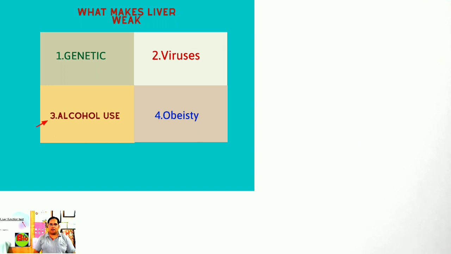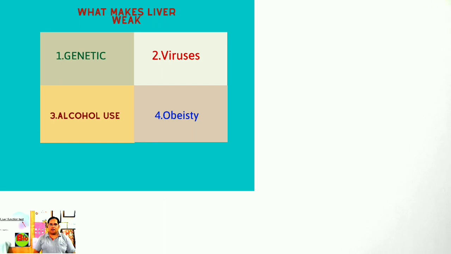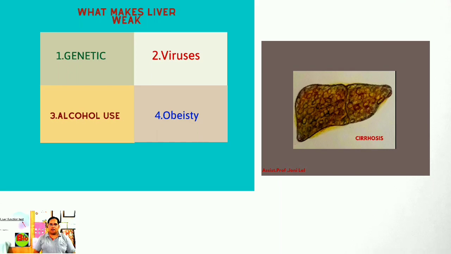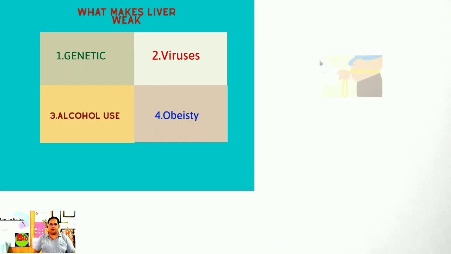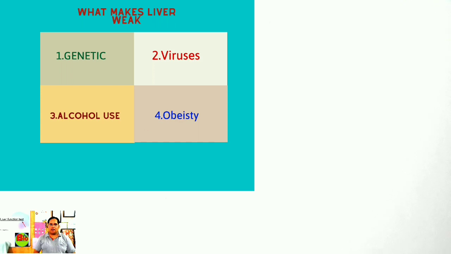Third, excessive use of alcohol. It makes the liver a warehouse for fats, instead of performing its metabolic function, and is even responsible for diseases like cirrhosis. Number four, obesity. Being overweight or accumulation of fats may reduce the functioning of the liver.